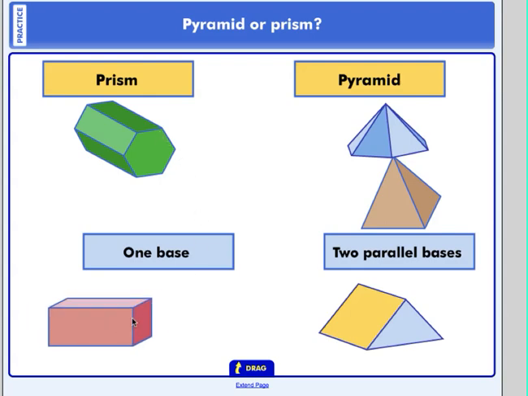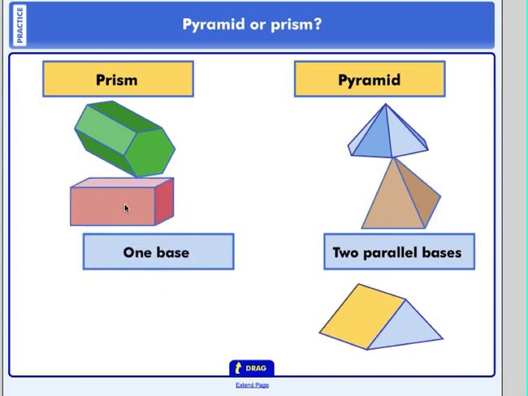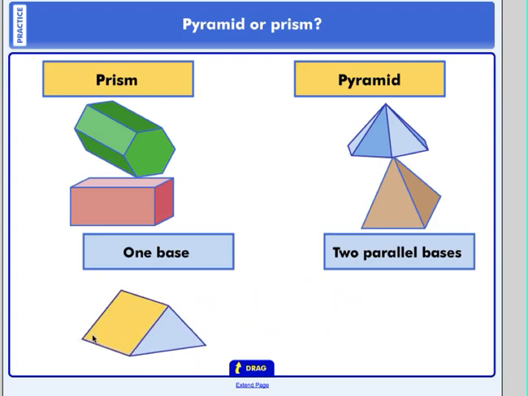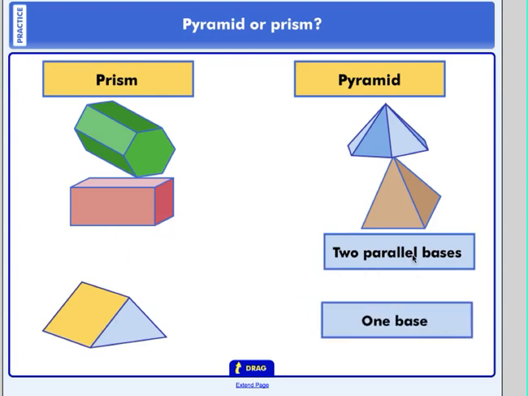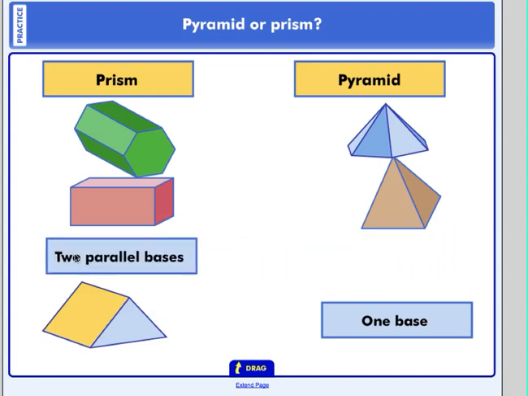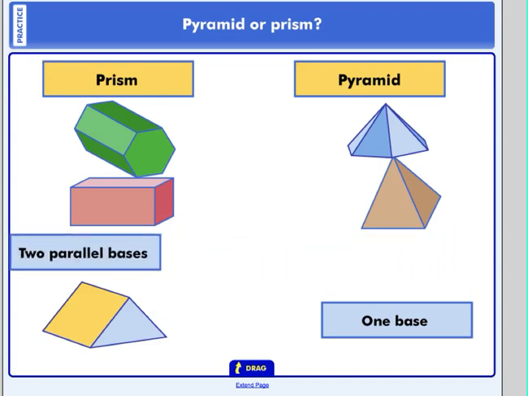How about this one right here? Prism or pyramid? Definitely prism. The base is the shape of a rectangle, so it's a rectangular prism. How about this one right here? Right, this is a prism as well. It has a triangular base, so we call it a triangular prism. Remember, pyramids have one base and prisms have two parallel bases.